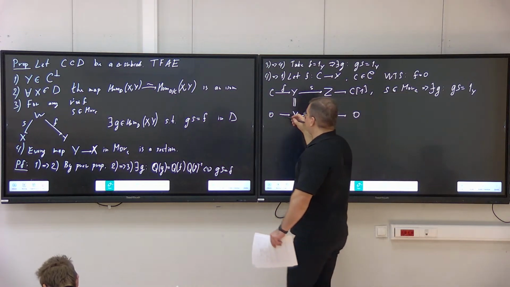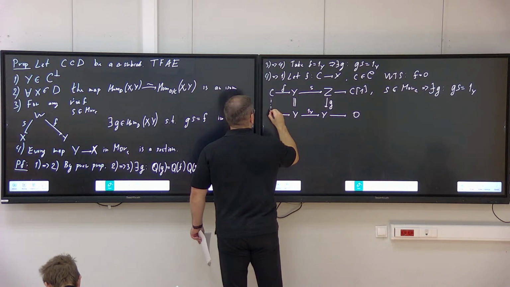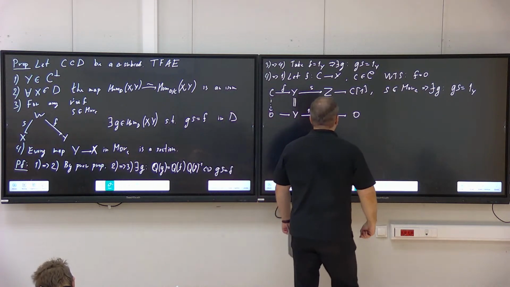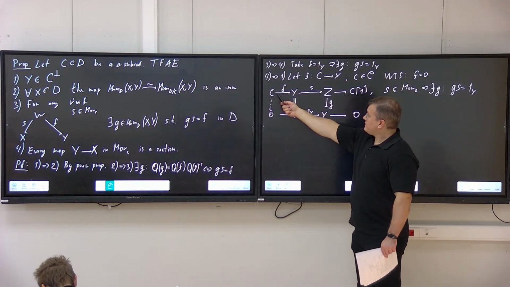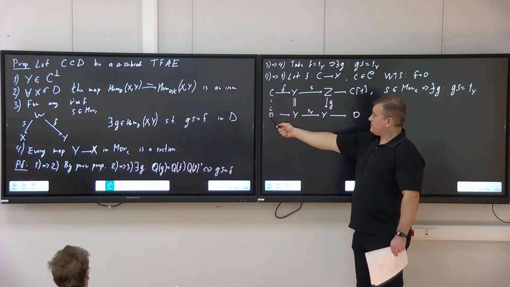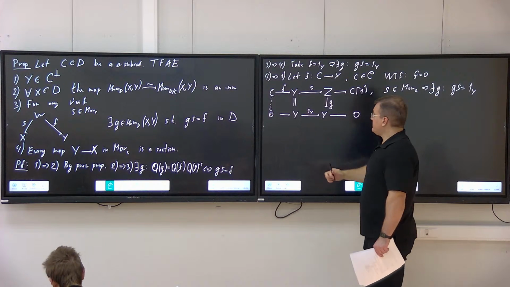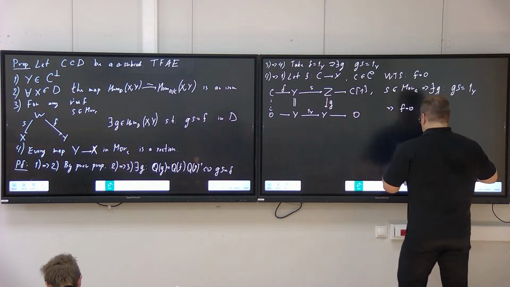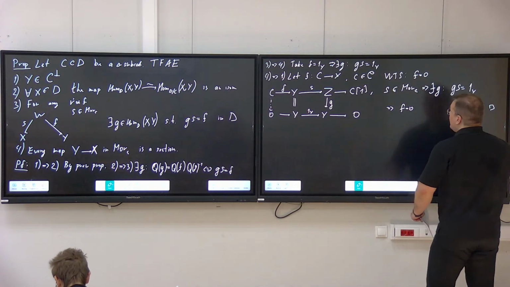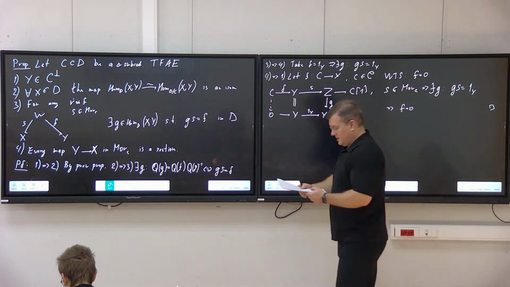Hence, I can claim that there is a map here making the other square also commutative. But if you take this composition, this is of course just F, and the composition here is just 0. Hence F is 0. That's the end of the proof.